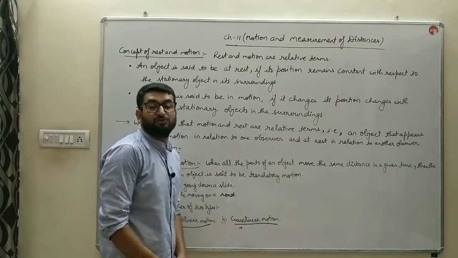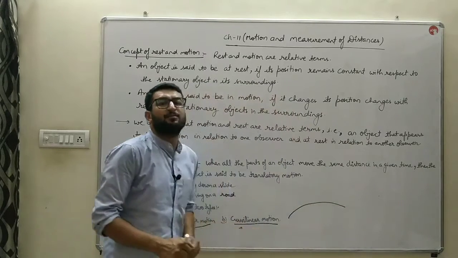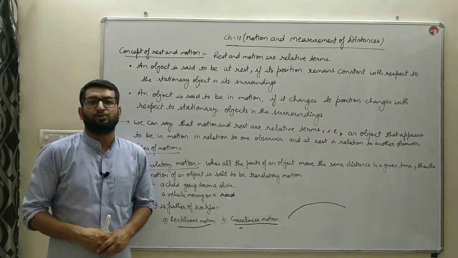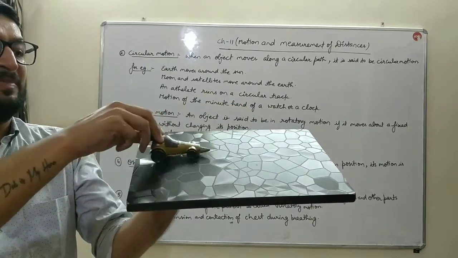Next one is curvilinear motion. When an object moves along a curved path, then the motion of that object is said to be curvilinear motion. The motion of this car along this straight path.